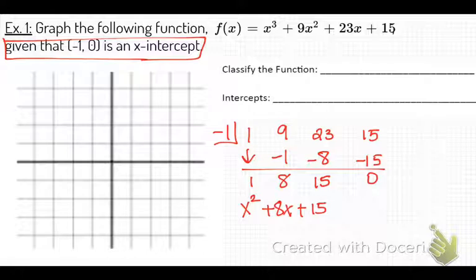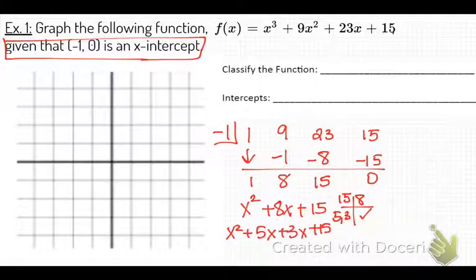Okay, next. I do have to factor this. So it multiplies to 15 and adds to 8. 5 and 3. X squared plus 5x plus 3x plus 15. So I have x times x plus 5 plus 3 times x plus 5, which is x plus 3 times x plus 5.